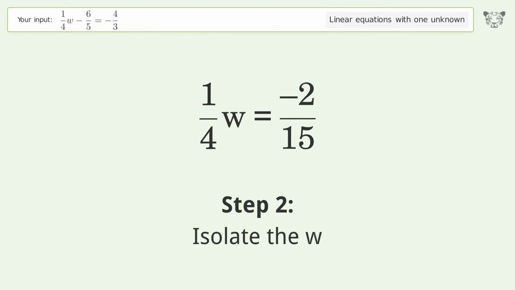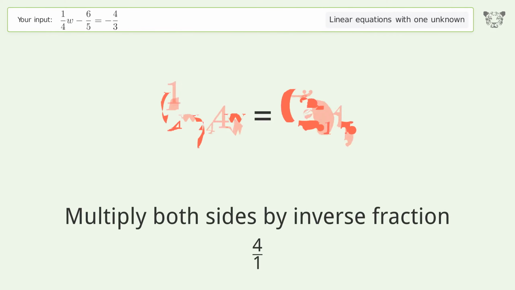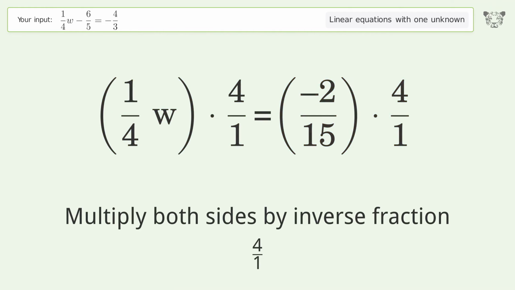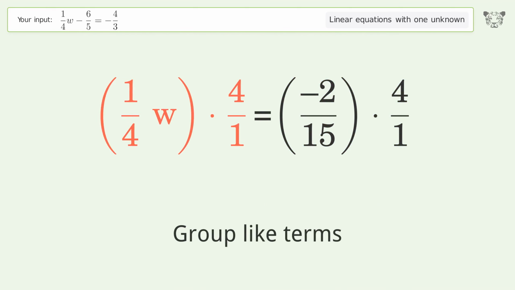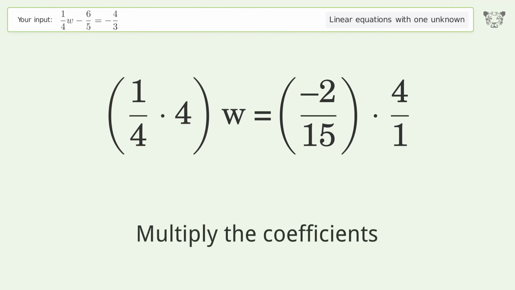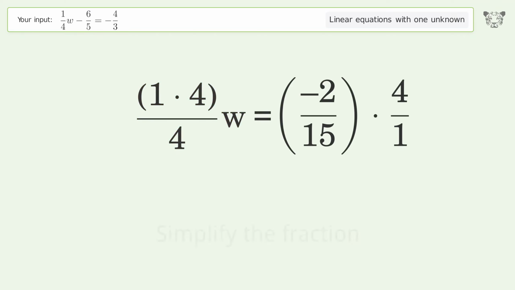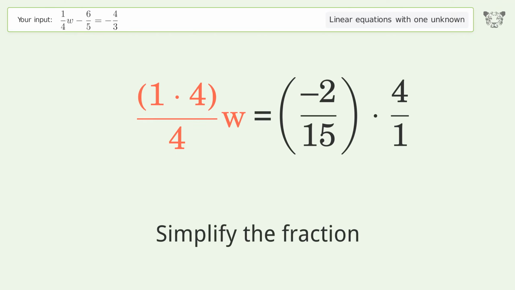Isolate the w. Multiply both sides by inverse fraction 4/1. Group like terms. Multiply the coefficients. Simplify the fraction.